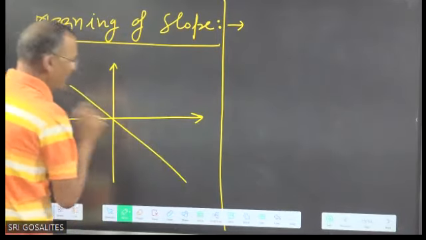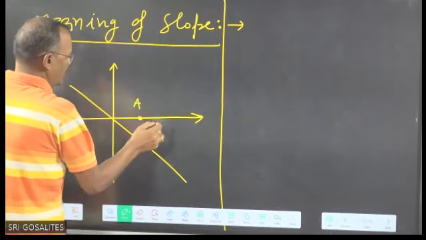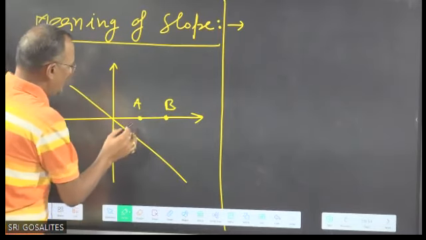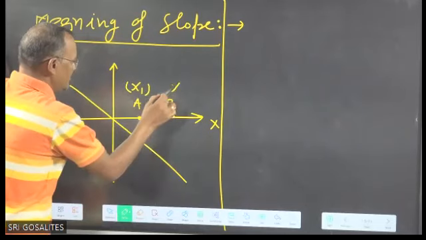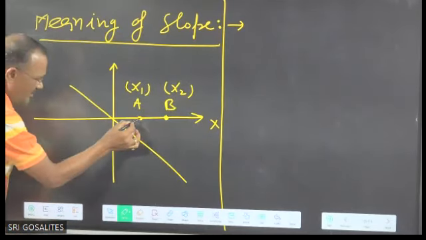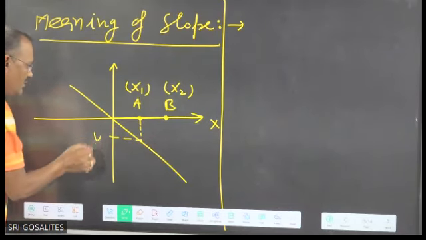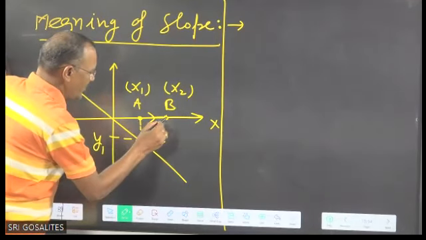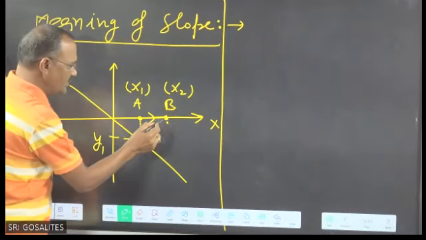Suppose this is the graph, right? If I take a point A here, and here if I take a point B, the value of x here is x1. At B it is x2. At A, when x is x1, y was y1. If I increase x, meaning I'm going from A to B, so x is changing from x1 to x2.